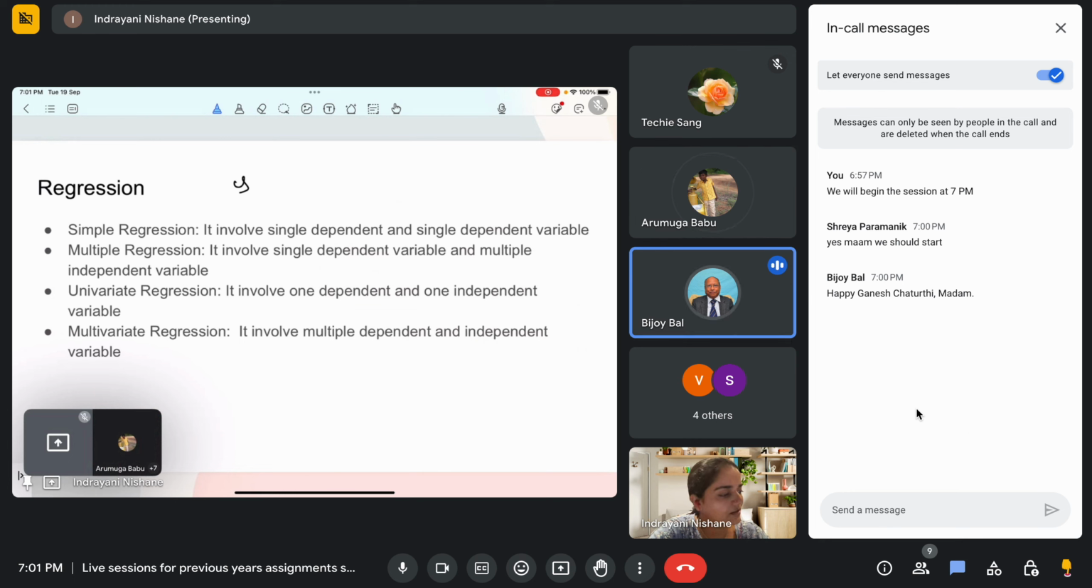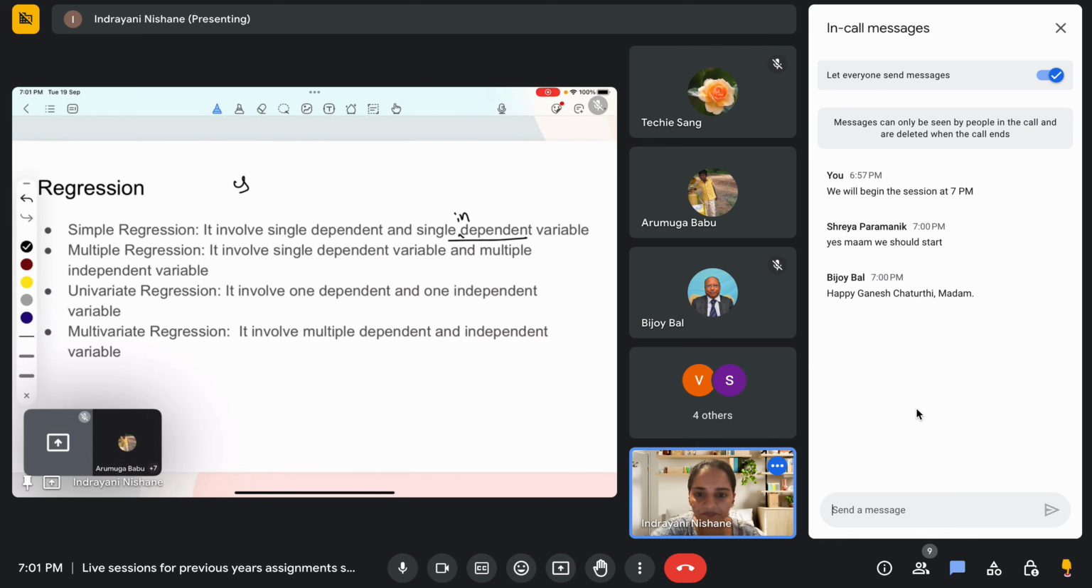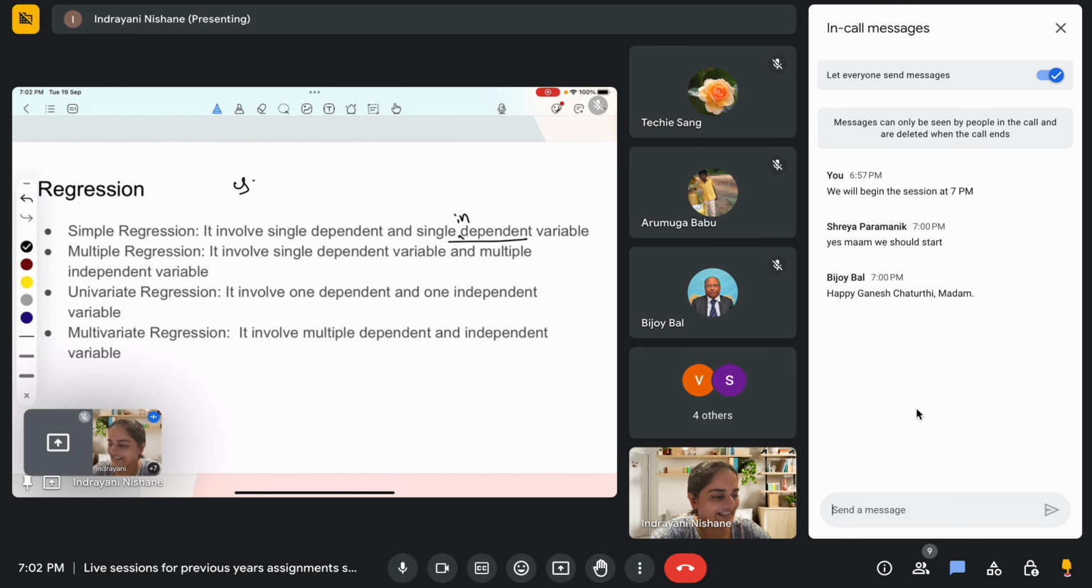Oh, yeah. One is independent and one is dependent. Yeah, it should be. So, typo. Single dependent and single independent. Thank you for pointing it out. Yeah, I copied from the PPT. I did not see. In Sir's PPT, this must be the mistake, so I copied it from there.